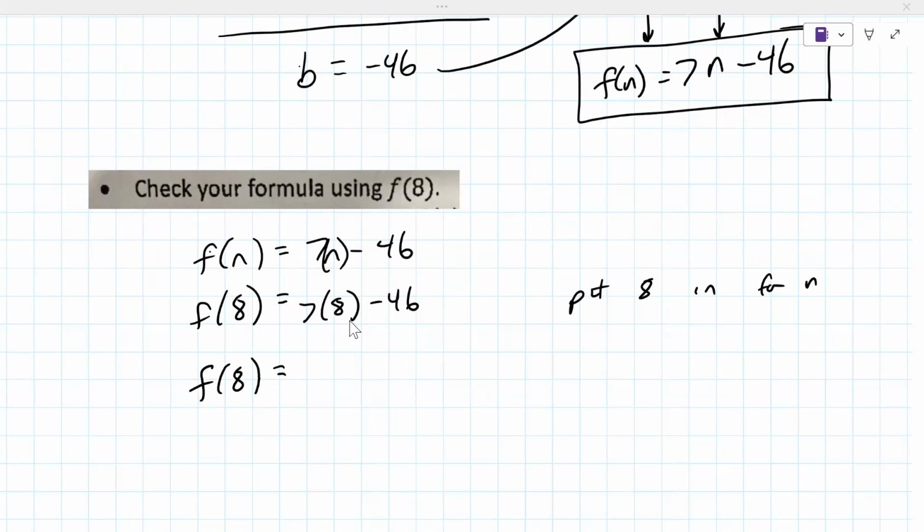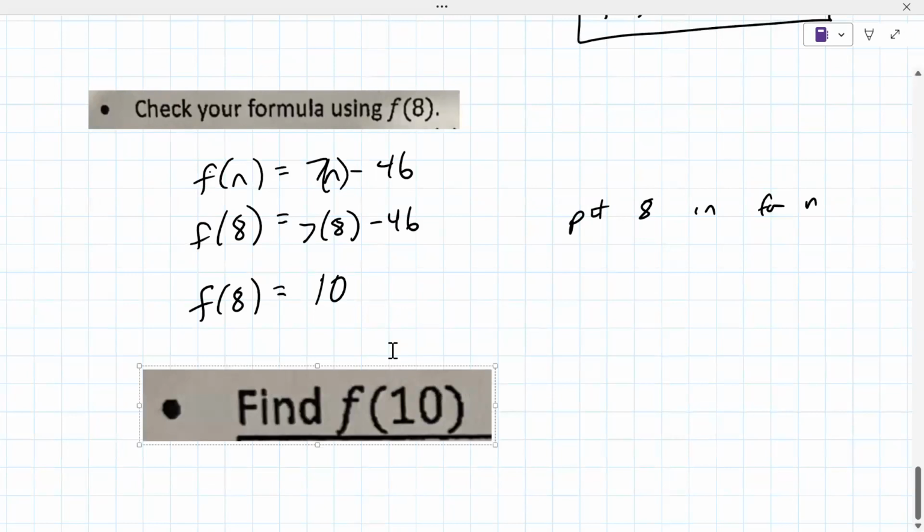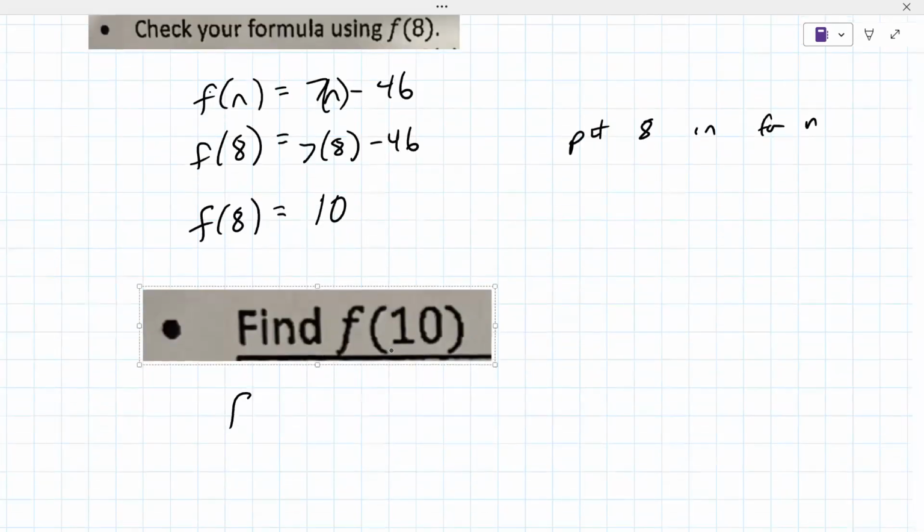So is it 10? Yeah. So y, f of n, f of x, right? f of n equals 10, so the y coordinate is 10, the x coordinate is 8. All right, something really similar here. We're going to find f of 10. It's basically the same thing you just did, except 10 instead of 8. Could you do that for us, please?